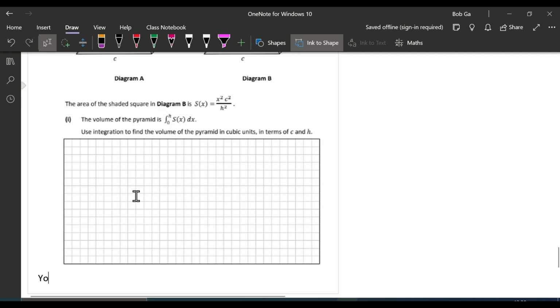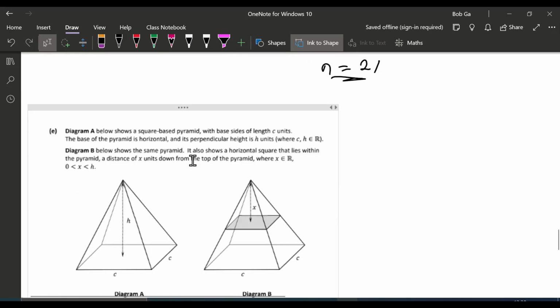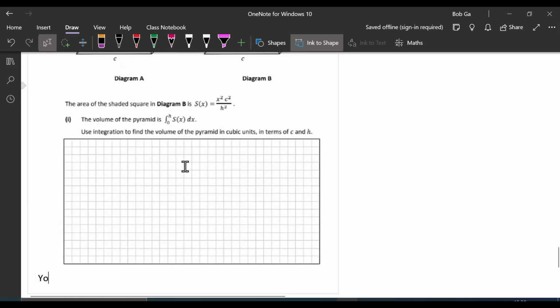Now we have question 10 of the Leaving Cert set, paper 1, higher level. The first part of E: the area of the shaded square in diagram B is given to us, and the volume of the pyramid is that. Use integration to find the volume of the pyramid in cubic units in terms of c and h.